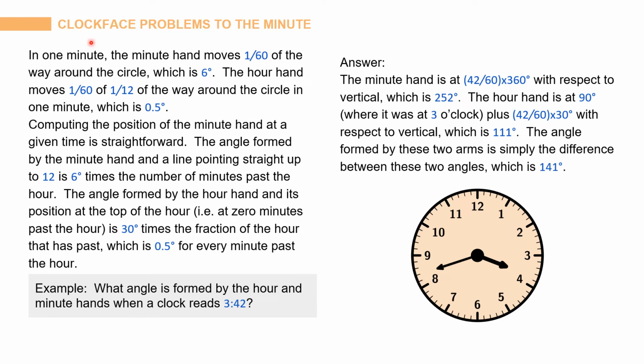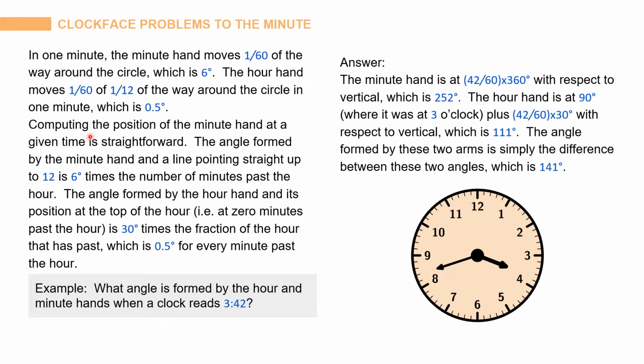Clock face problems are often given to the nearest minute, and you have to learn how to compute the angles on a minute by minute basis. So let's think about, in 1 minute, the minute hand moves 1/60th of the way around the circle, which is 1/60th of 360 degrees, or 6 degrees. The hour hand moves 1/60th of 1/12th of the way around the circle in 1 minute, so that's half a degree.